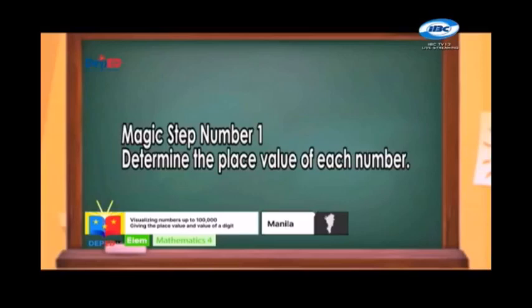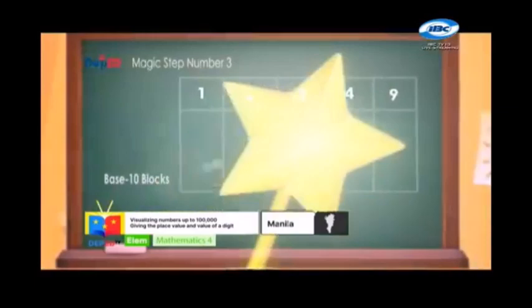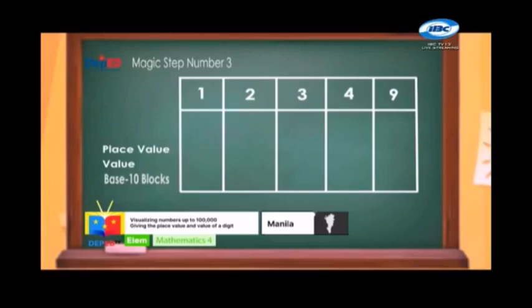Magic step number 1. Determine the place value of each number. Come on, try it. Ones, tens, hundreds, thousands, 10,000s. Magic step number 2. Make a table separating the place value of each number. Magic step number 3. Draw blocks, flats, longs, and units on each column.